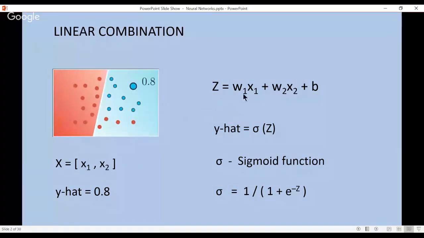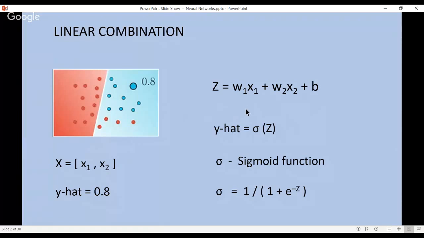So what you can do is take a linear combination of x1 and x2, using the weights w1, w2, and the bias b. What this linear combination represents is this boundary, this separation line between these two regions, red and blue. The output of this equation might not be a number between 0 and 1. It can be any real number.